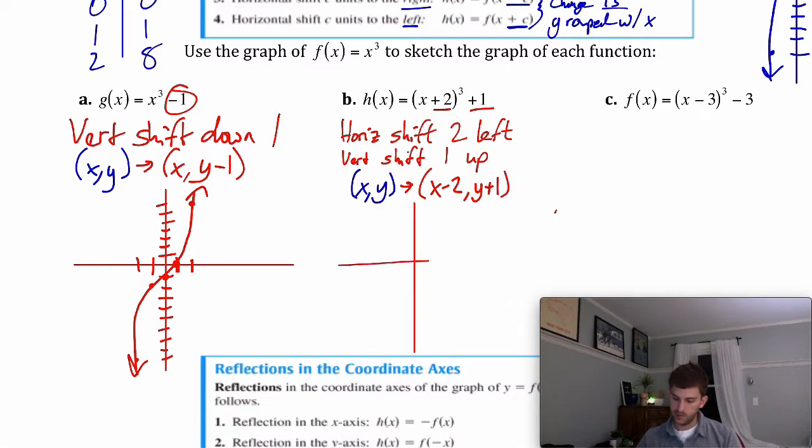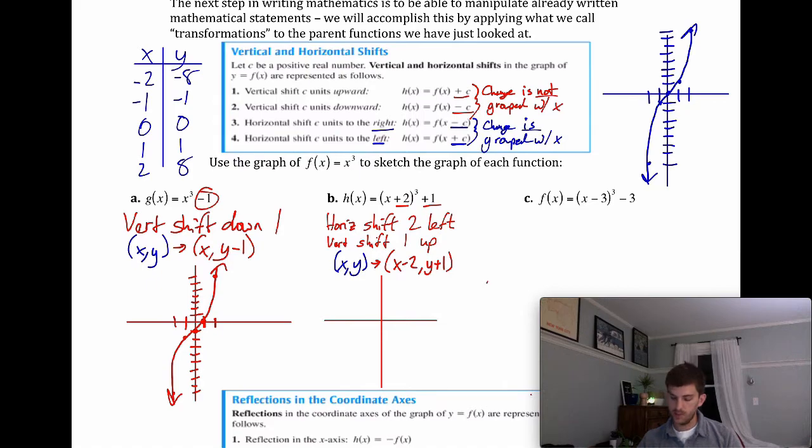So our first point, we're going to take (-2, -8), the one we had from our original cubic. We're going to shift it 2 to the left, so it's going to go 1, 2, 3, 4. So we're going to be at -4 instead of -2. And we're going to shift it 1 up, which means we're going to add 1 to every y value. So instead of being at (-2, -8), we're going to be at (-4, -7). So 1, 2, 3, 4, 5, 6, 7. So it's going to be right about there.